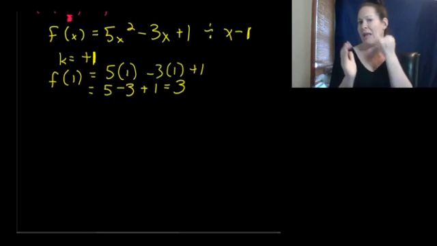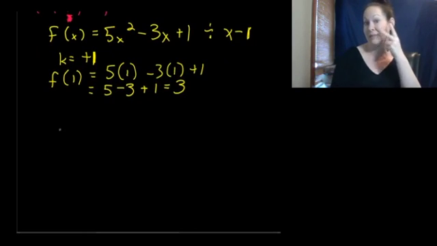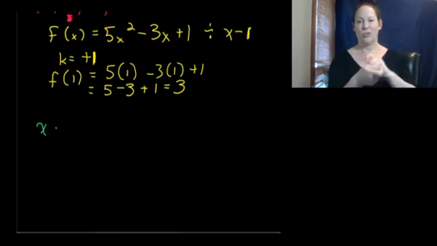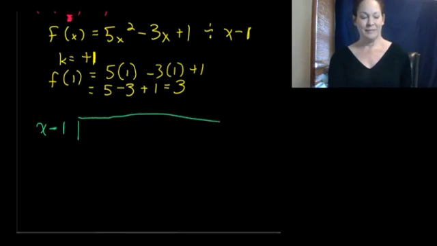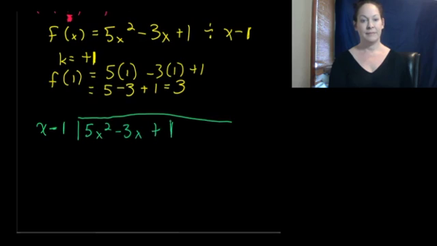I'm going to change colors here for the division. I'll go to my bright green. x minus 1, going to divide into 5x squared minus 3x plus 1.